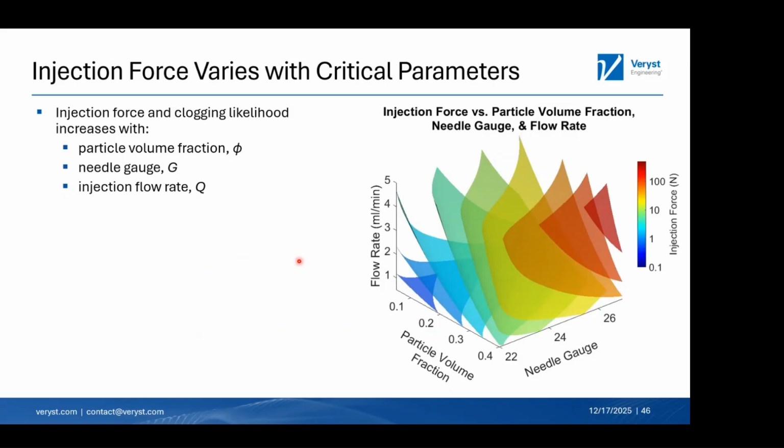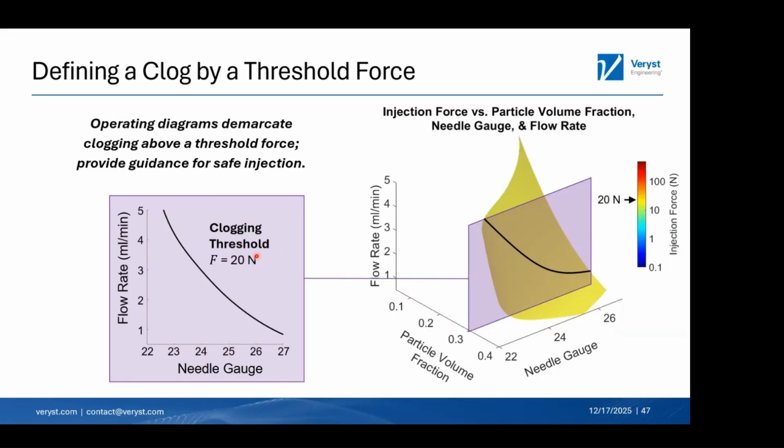So now with that, we can use simulation to perform extensive parametric sweeps, right? This is more like an exploded design of experiments. We can vary the particle loading, we can vary the needle gauge, we can vary the flow rate. And now instead of quantifying clogging by a threshold injection speed, we define it by a threshold injection force. This can vary, it's somewhat empirical. 20 newtons is a very common threshold that is used.